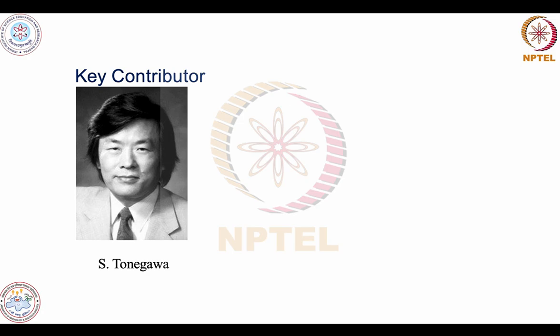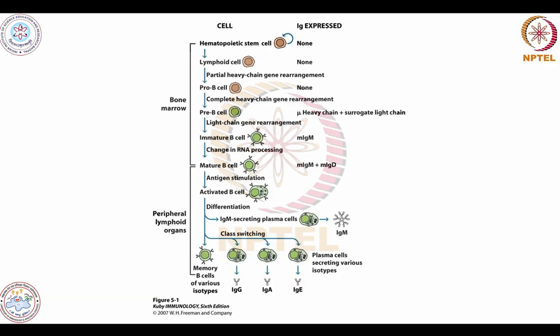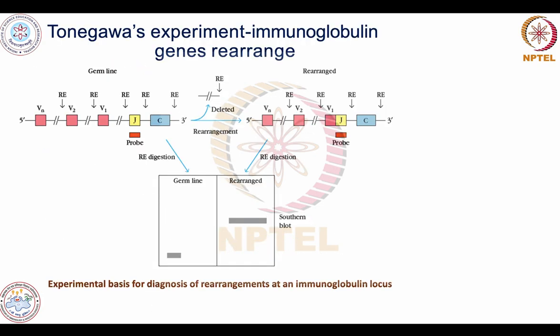A key contributor in this field is S. Tonegawa. So Tonegawa's experiment showed that immunoglobulin genes are rearranged. We'll talk about Tonegawa's experiment, how the immunoglobulin gene gets rearranged, and how it then forms antibodies. Before that, if you have any doubt, let me know.